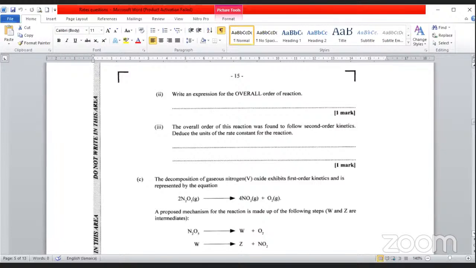Write an expression for the overall order of reaction. What's the overall order of reaction?